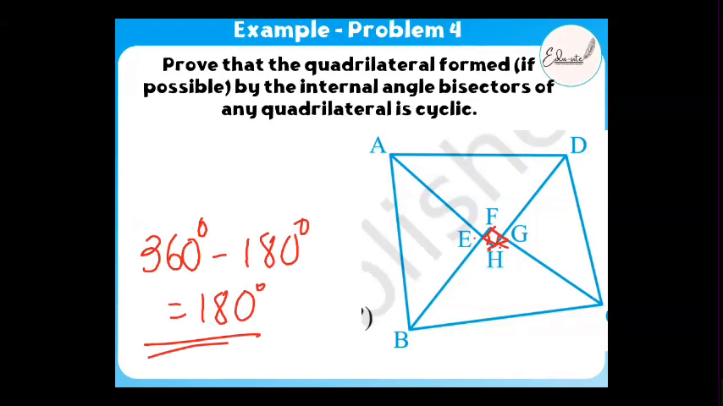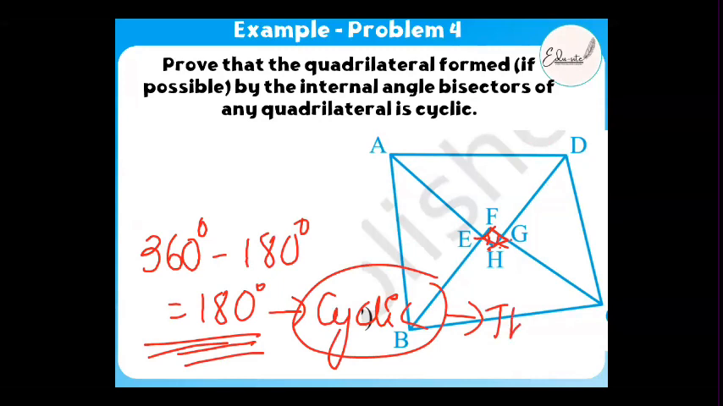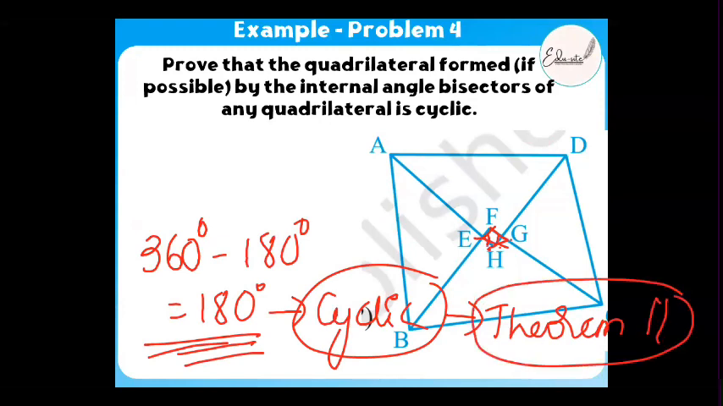So what we are going to prove here is that the opposite angles FEH plus FGH is equal to 180 degree. If the opposite angles sum to 180 degree, then is it a cyclic quadrilateral? Yes. From which theorem? Is it theorem 9? No, it's 11. From theorem 11, if the sum of opposite angles is equal to 180 degree, then it is a cyclic quadrilateral, right? Right, Laiba? Any doubts here?